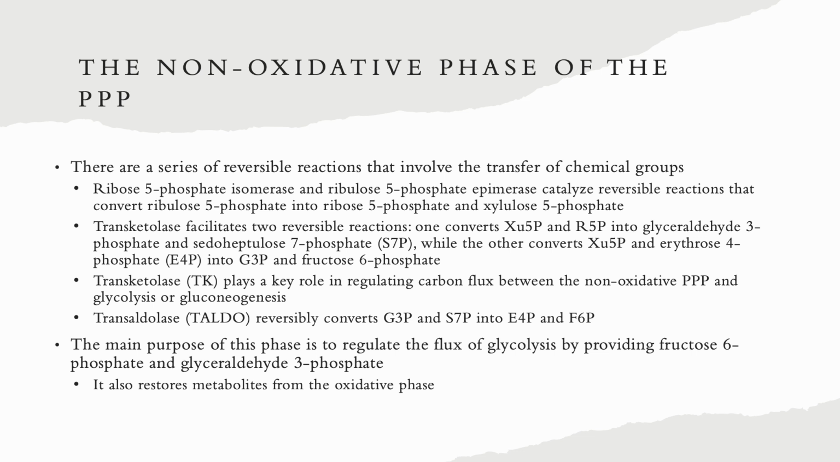But TKs will move 2 carbons, and TALDOs will move 3 carbons, which you can see on the next slides that I got from the chapter 14 lecture slides. So the main purpose of this phase is to regulate the flux of glycolysis by providing fructose 6-phosphate and glyceraldehyde 3-phosphate. It also restores metabolites from the oxidative phase.